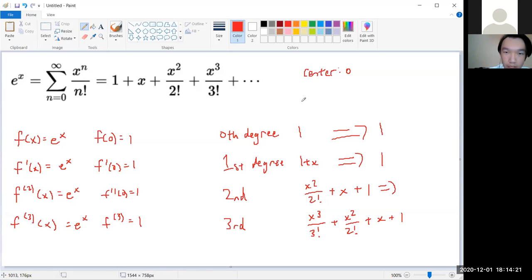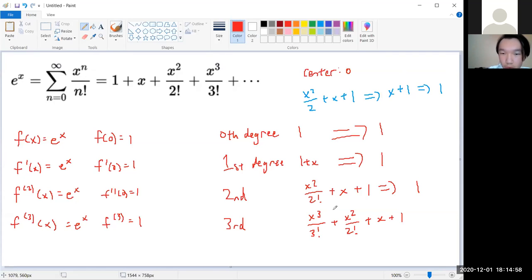Let me just make sure of that. So it's x squared over 2 factorial plus x plus 1. So when you take the derivative once, it just becomes x plus 1, right? And then when you take the derivative again, you're going to get 1. And then when you evaluate it at 0, it's still 1. Yeah.